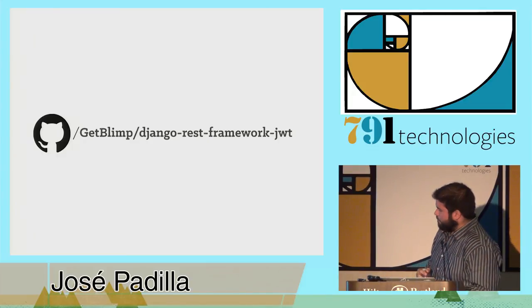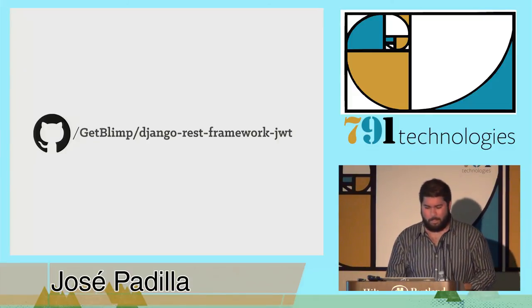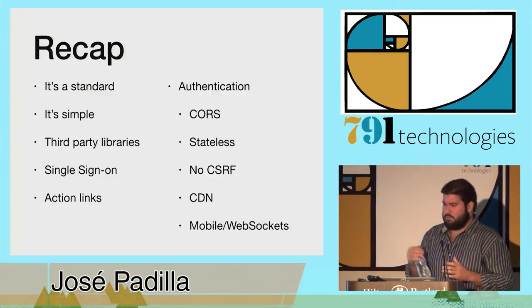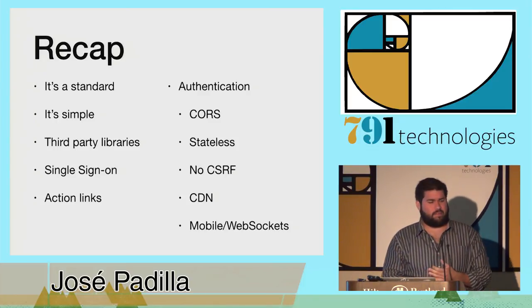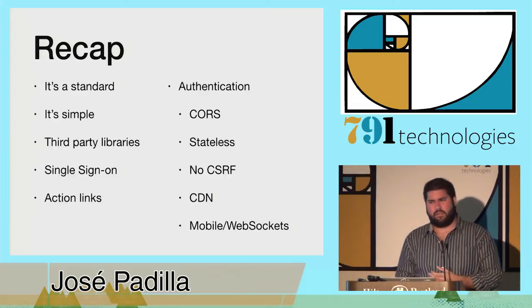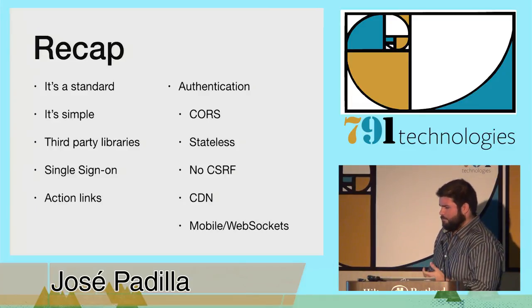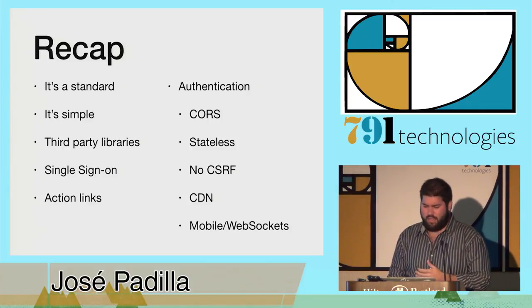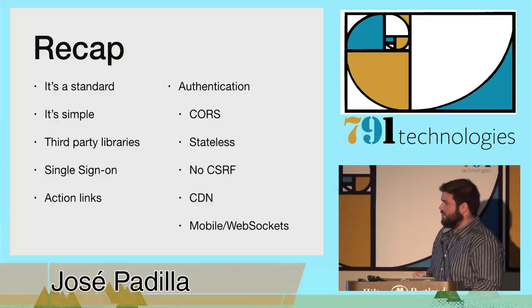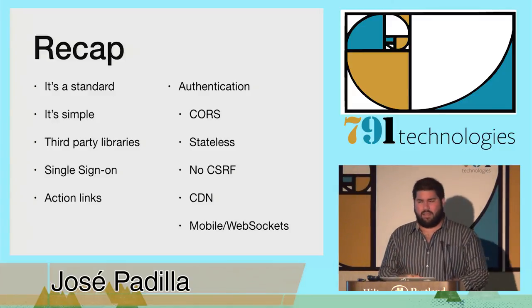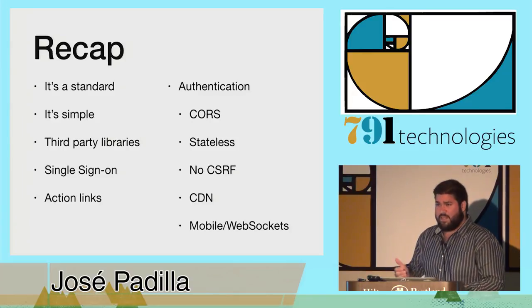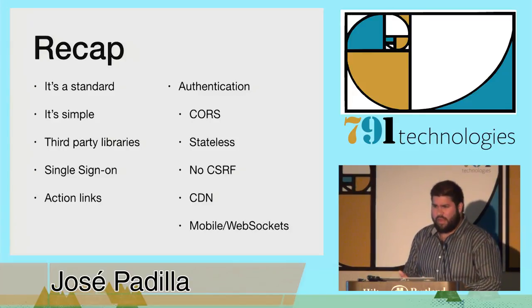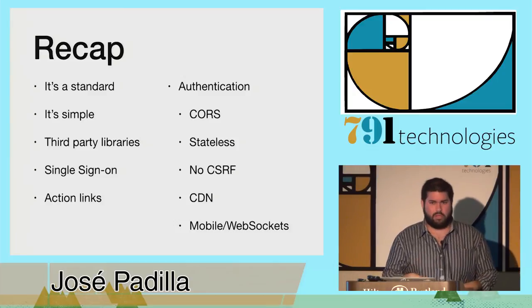So a brief recap of why JSON Web Tokens. It's a standard, and it's easy. I've read a lot of other standards on this kind of JSON message security, and this one is by far the easiest to understand and the easiest to actually implement. As we saw, we just implemented half of how it works in a few lines of standard library Python. There are tons of third-party libraries out there, not only for Python, but for Ruby, Node, Go.